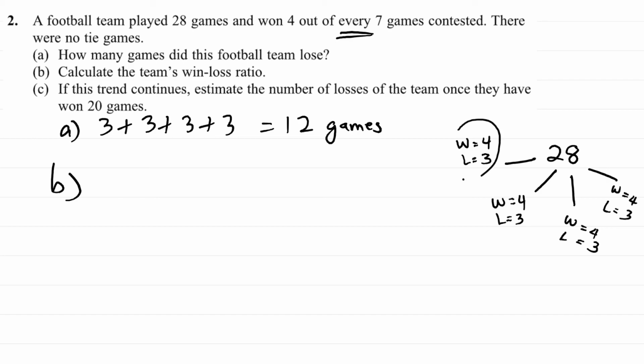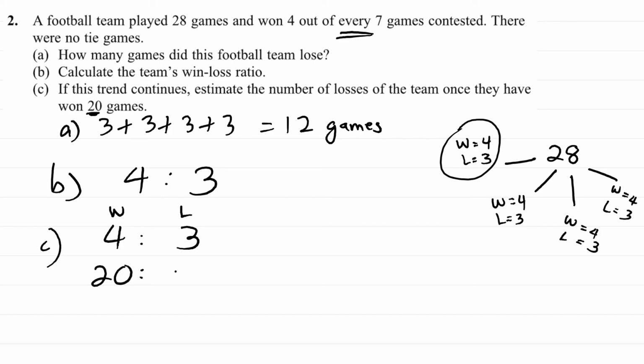Now, calculate the team's win-loss ratio. So it's over here actually. You can just straight away take win 4, loss 3. That's it. If this trend continues, estimate the number of losses of the team once they have won 20 games. So this one, 4, 3 is win, loss. You are given one quantity, right? You are given 20 games, so it's here. This is win, this is loss. So this is 20. You are required to find how many number of losses.